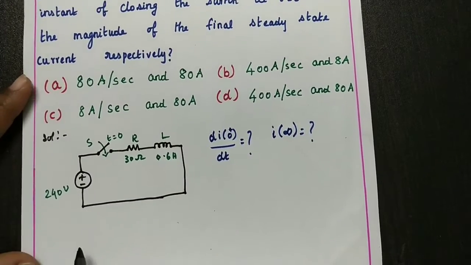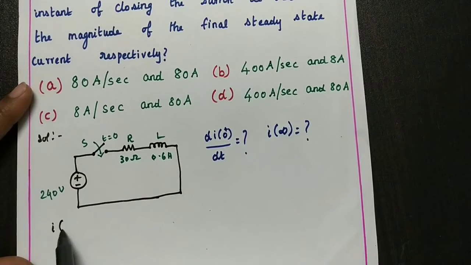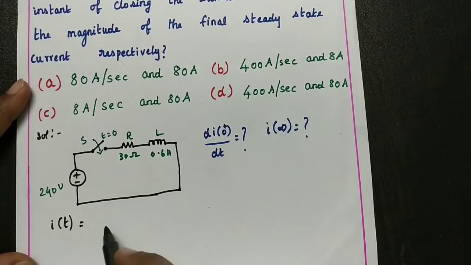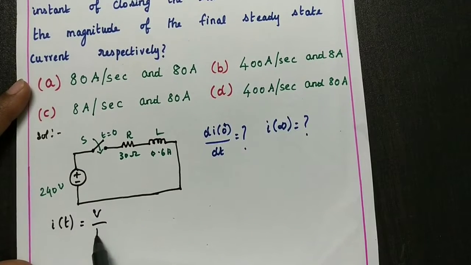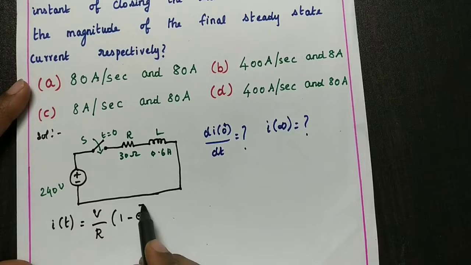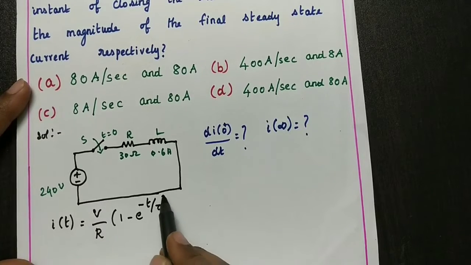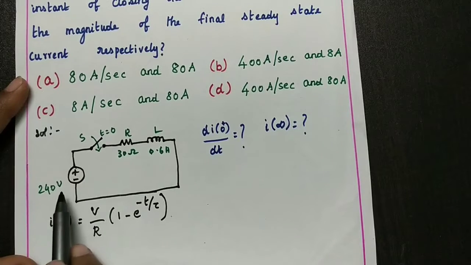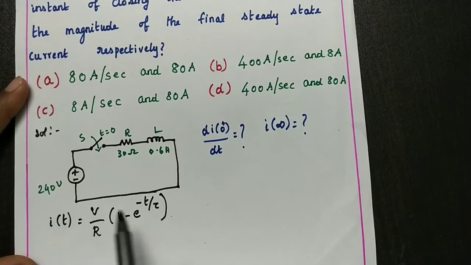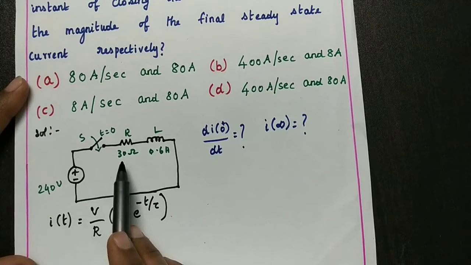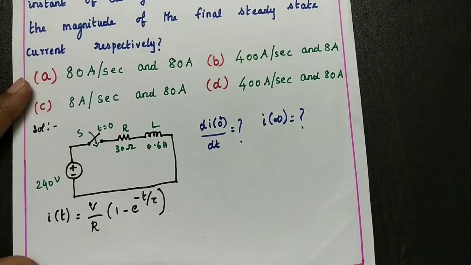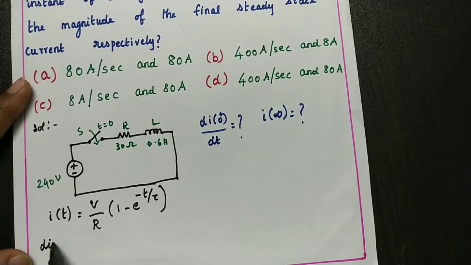For the RL transient circuit, the current through the inductor I of t equals V by R into 1 minus e power minus t by tau, where tau is the time constant. V is the given voltage, 240, and R is the resistance, 30 ohms. We need to find the rate of change of current, so let me differentiate this current equation first.